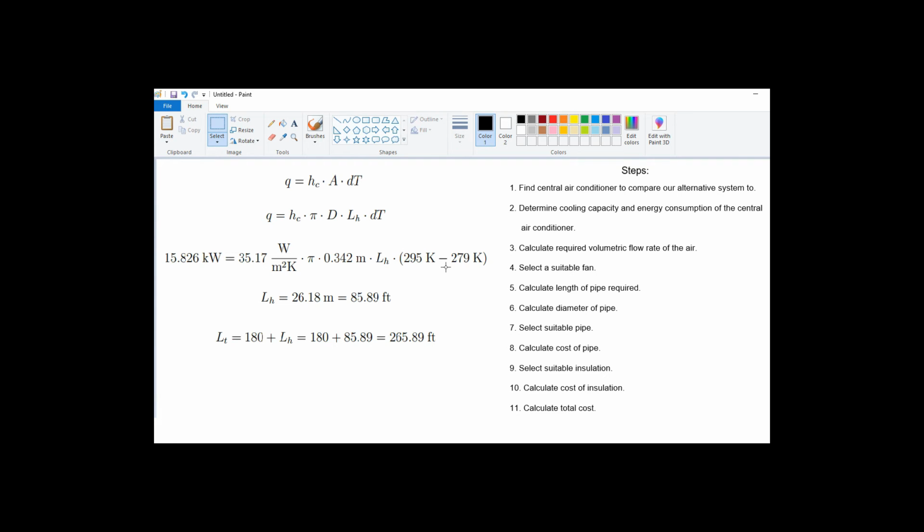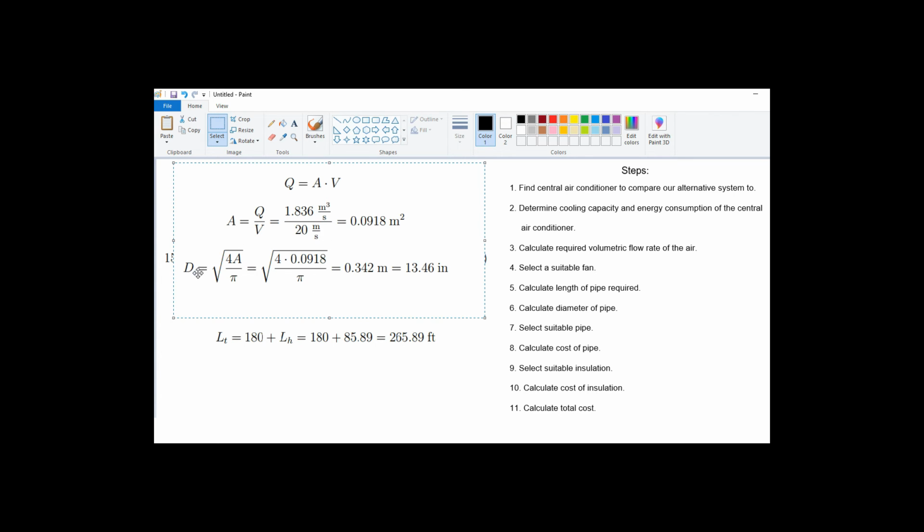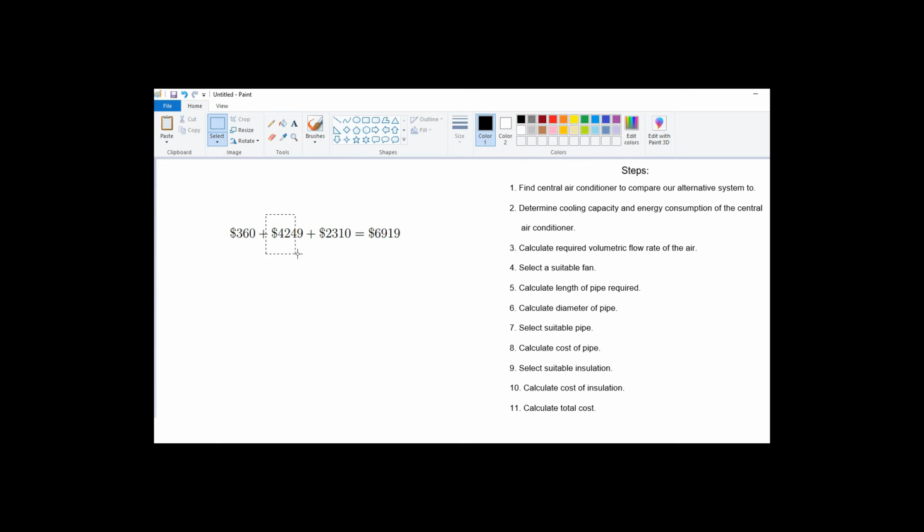Plugging in those values, as well as the difference in temperature, we assumed, because the water could be between 4 to 8 degrees Celsius, we assumed 6 degrees Celsius, which is 279 K. And then to simplify calculations, we used the average value of our two temperatures here, so 295 Kelvin. So from this, we were able to determine that the diameter had to be 0.342 meters, which equates to 13.46 inches. We have the cost of the fan, the cost of the pipe, and the cost of the insulation.